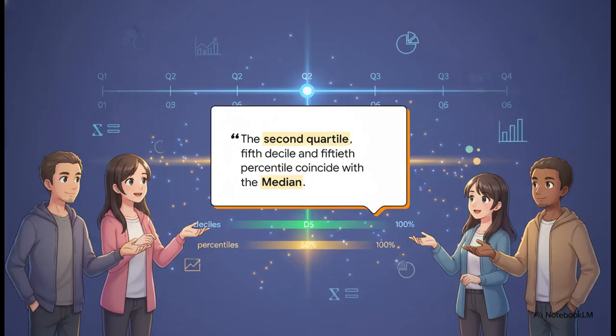And here is a really cool little fact that ties this all back together. That point that marks the end of the second quarter, and the 5th decile, and the 50th percentile, it's the exact same point. And what is it? Yep, it's the median. They're all just different ways of saying the perfect middle.